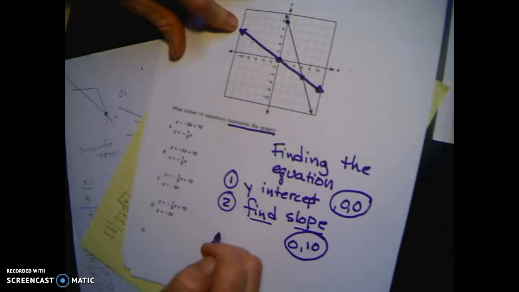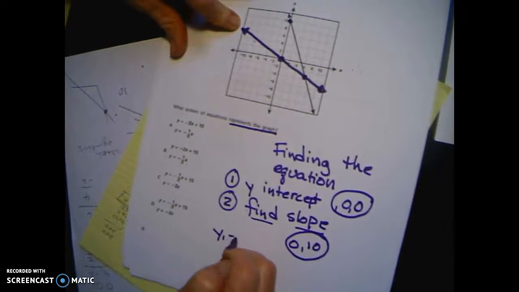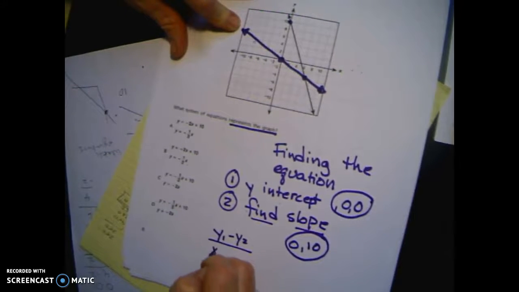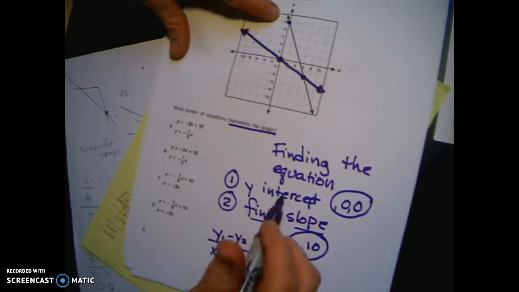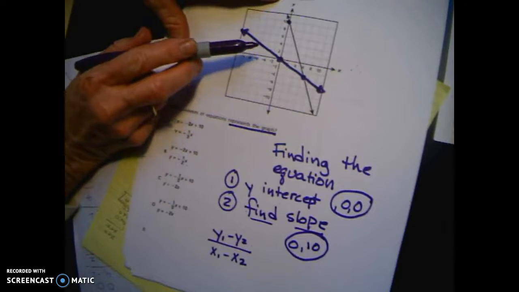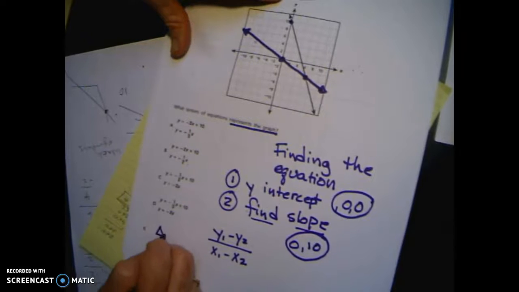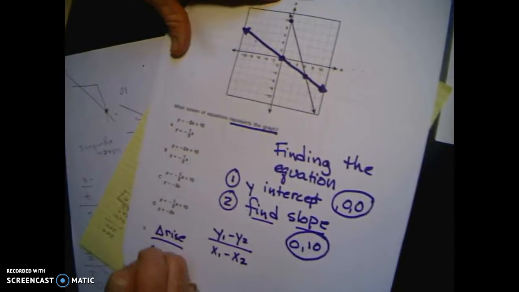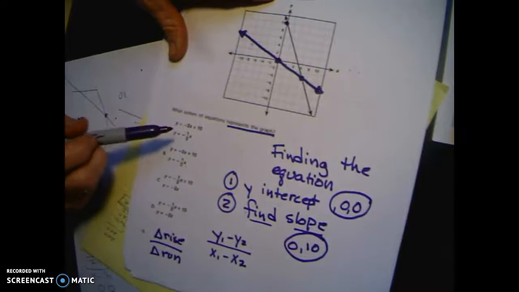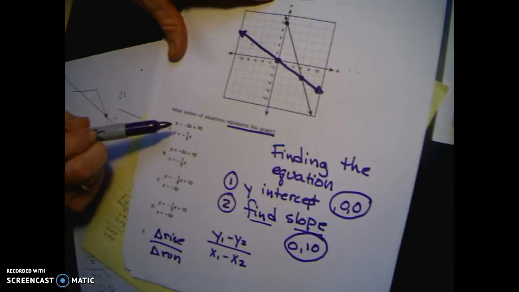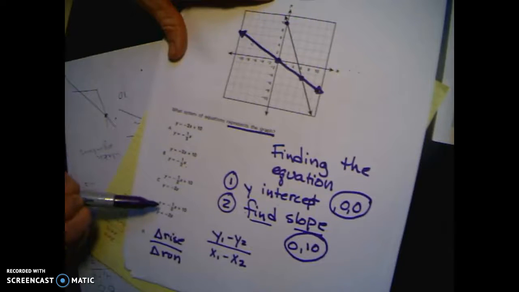But in order to find slope, I remember that the equation is y1 minus y2 divided by x1 minus x2. And if I don't want to find any one of those points, I can actually just count. So remember, I'm going to count my change in rise, and I'm dividing it by my change in run. And that's going to give me the slope. And again, the slope is either going to be -2, -2 on 2, or 1/2 or 1/3. Okay, so far so good.